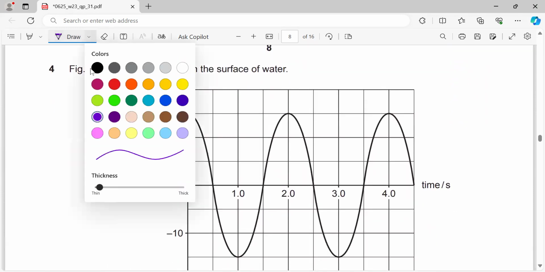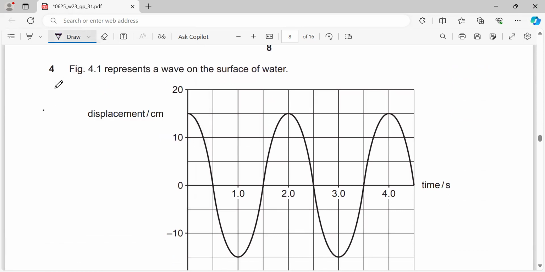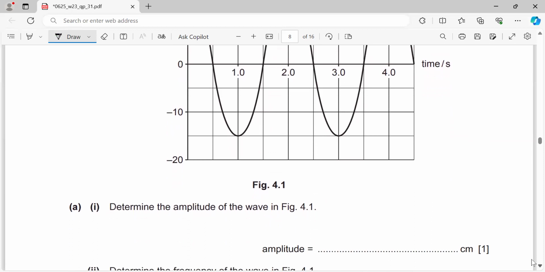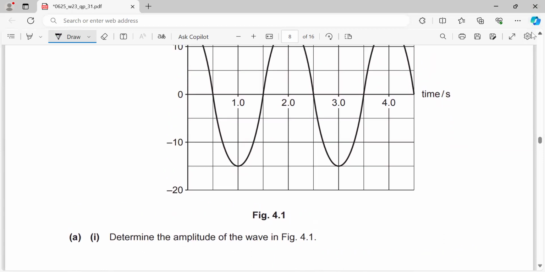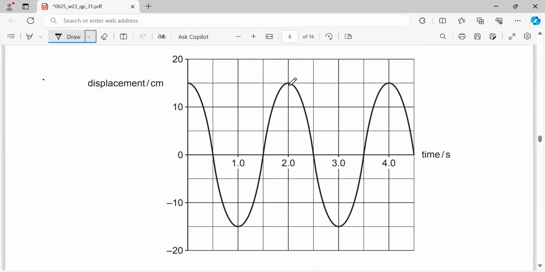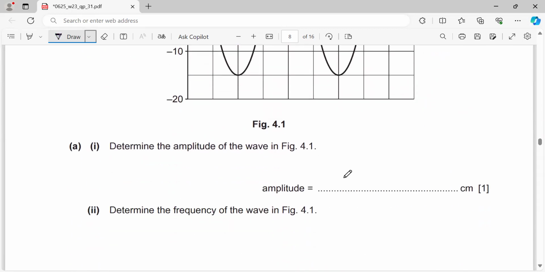Number 4, figure 4.1 represents a wave on the surface of water. Determine the amplitude of the wave in figure 4.1. This amplitude, okay, so it is 15 centimeters.